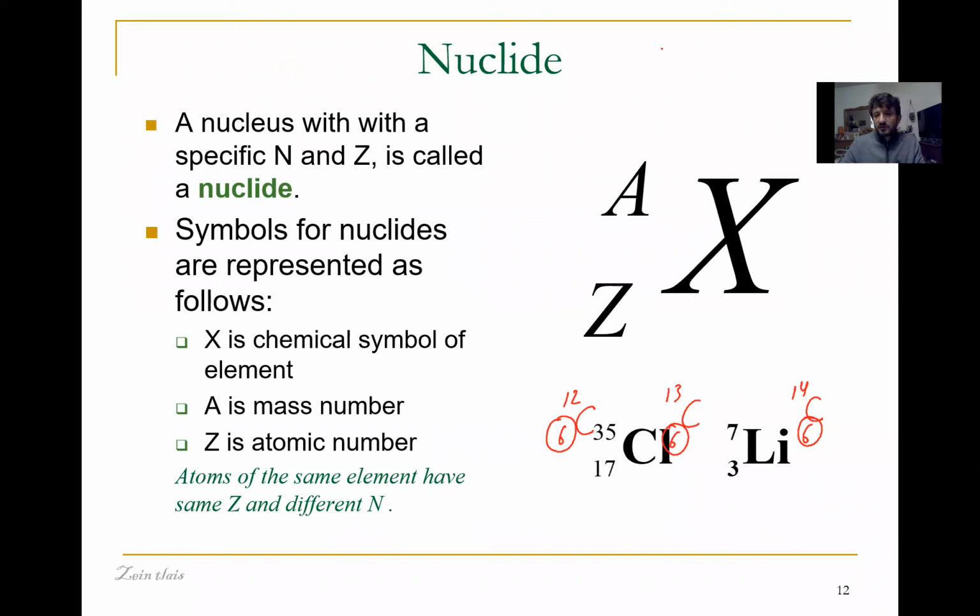Here I give you simply the example of chlorine and lithium. Chlorine has mass number 35 and atomic number 17, and lithium has mass number 7 and atomic number 3.